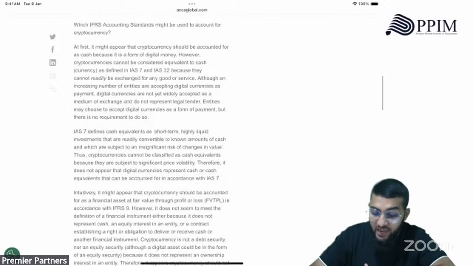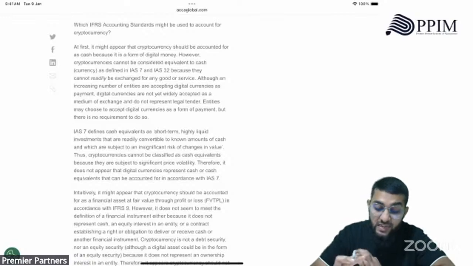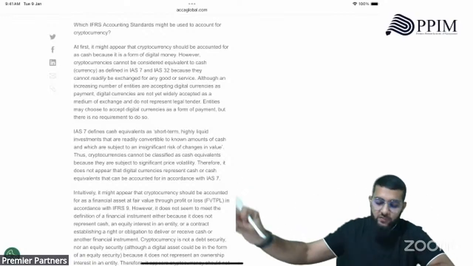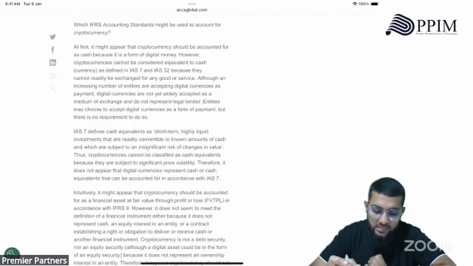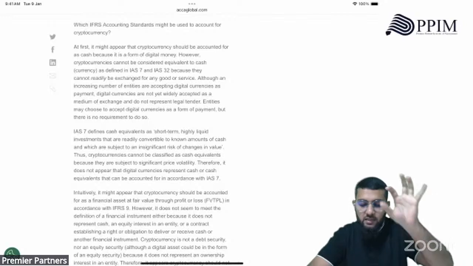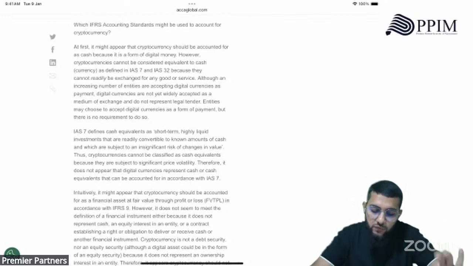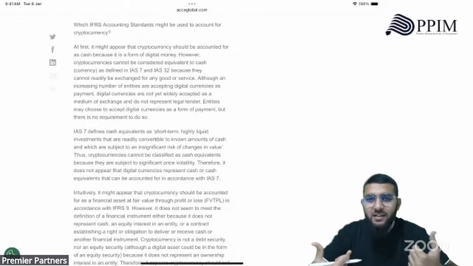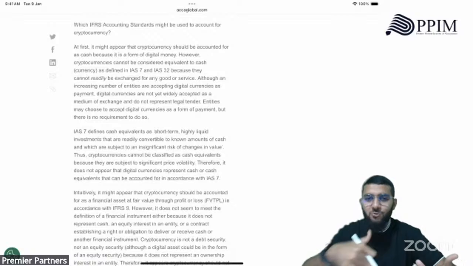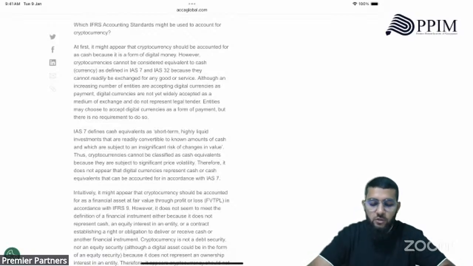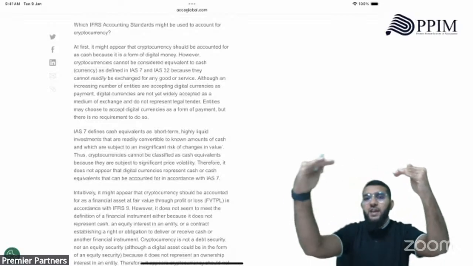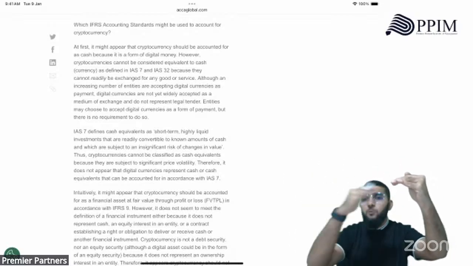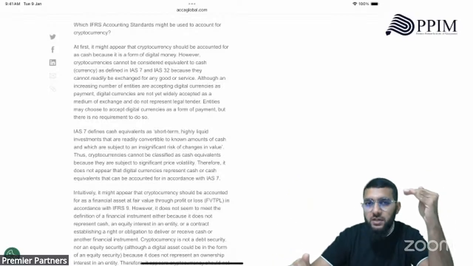IAS 7 defines cash equivalents as short-term, highly liquid investments that are readily convertible to known amounts of cash and which are subject to an insignificant risk of changes in value. You bring that definition there, and you say, thus, cryptocurrency cannot be classified as cash equivalents because they are subject to significant price volatility. There is no insignificant risk. Therefore, it does not appear that digital cryptocurrencies represent cash or cash equivalents. See, you just derive the answer from this technical article itself. I don't even need to go and draft the answer there. So first you break it down, IAS 7, you define what cash and cash equivalent is, and you apply why cryptocurrencies do not meet that criteria.